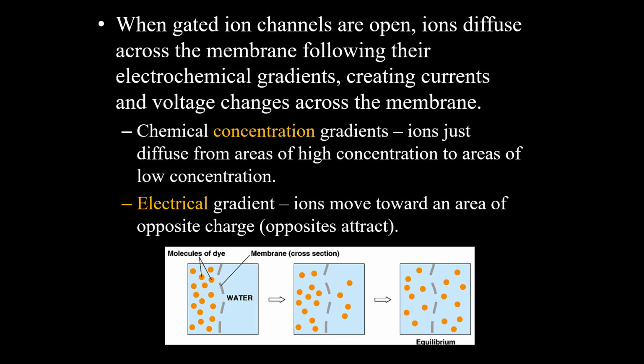Next up, electrochemical gradient is a combination of 2 things. A chemical concentration gradient, i.e., there's a high concentration of these orange balls on this side, and a low concentration on this side. They would like to diffuse from high to low.